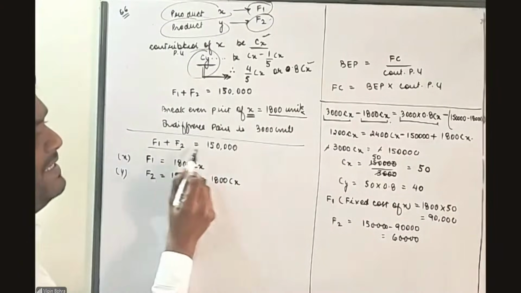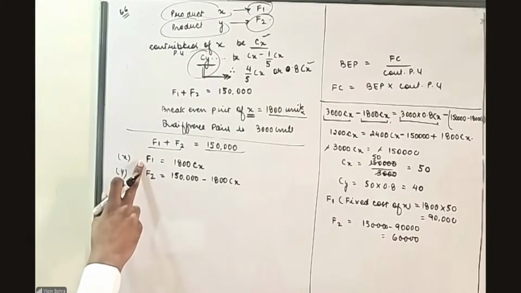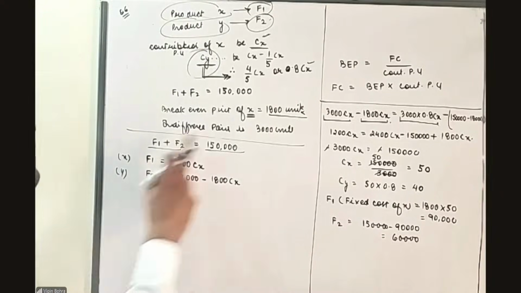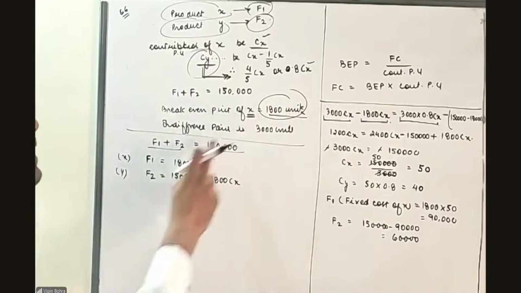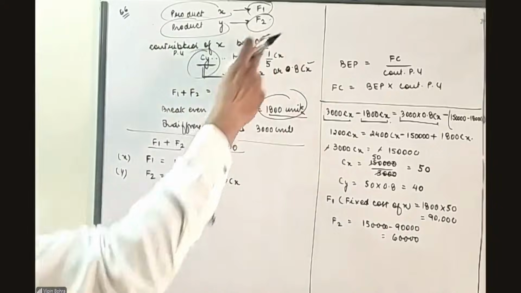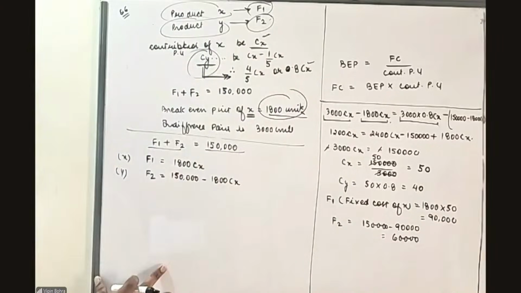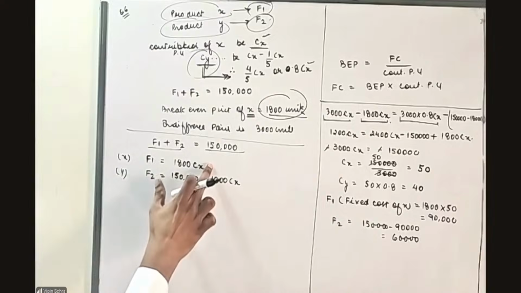Now the first thing is F1 plus F2 is 1,50,000. Now fixed cost of X we can easily calculate with the help of this way, wherein the break-even point in units is given as 1800. If we multiply it by contribution of X, we will get the fixed cost of X. So we will get the value of F1 as 1800 into Cx.